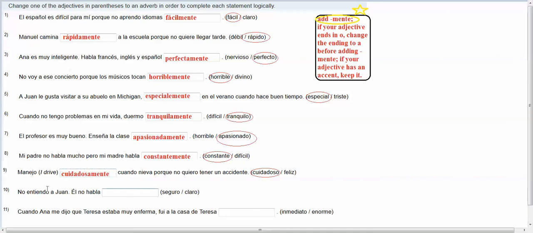Cuidadosamente. No entiendo a Juan, él no habla seguro o claro. He doesn't speak clearly. Claro, it ends in an O, so I'm going to change it to an A. Clara, and then add mente. Claramente. Cuando Ana me dijo que Teresa estaba muy enferma, fui a la casa de Teresa if she was sick, not enormously, but immediately.